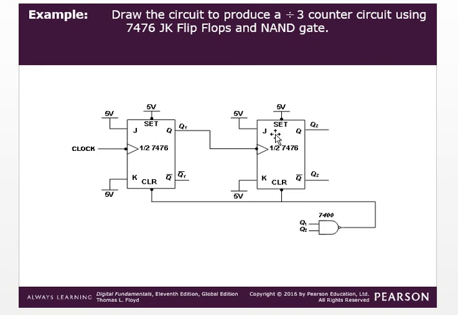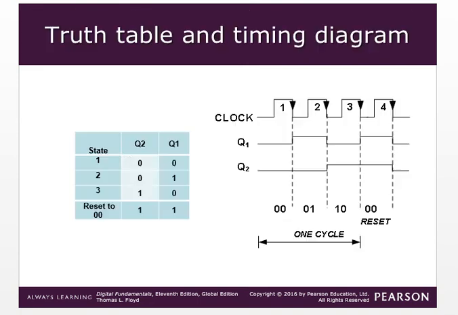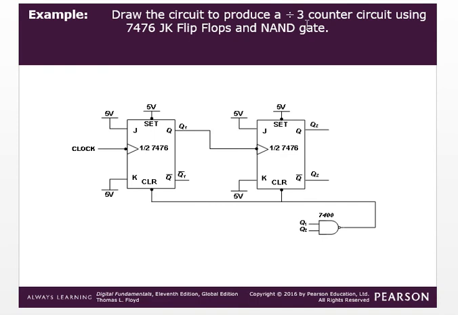So now in the truth table it will be 00, 01, 10, then here again 11 becomes 00. So this is about drawing the circuit to produce a divide by 3 counter using JK flip-flop and NAND gate. I hope you understand.